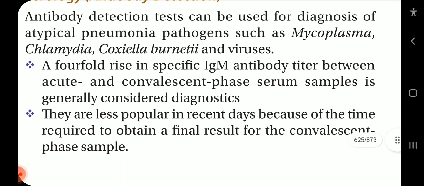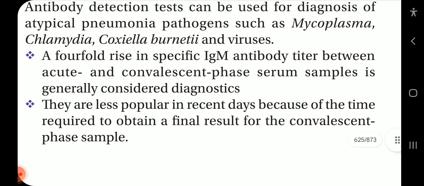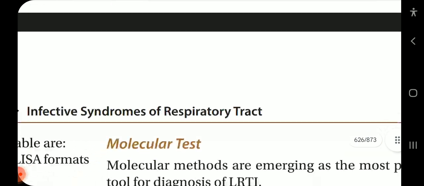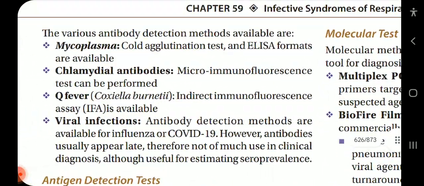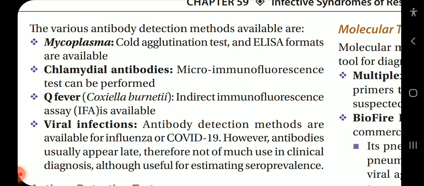Serology. Antibody detection tests can be used for diagnosis of atypical pneumonia pathogens such as Mycoplasma, Chlamydia, Coxiella burnetii, and viruses. A fourfold rise in specific IgM antibody titer between acute and convalescent phase serum samples is generally considered diagnostic. They are less popular in recent days because of the time required to obtain a final result from the convalescent phase sample. The various antibody detection methods available are Mycoplasma co-agglutination test, and ELISA formats are available.